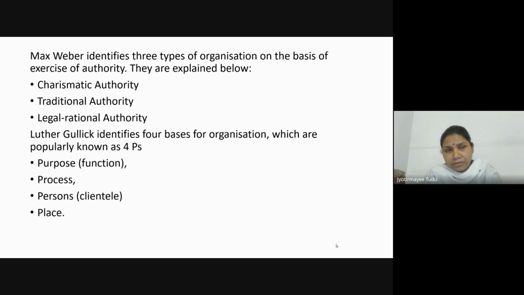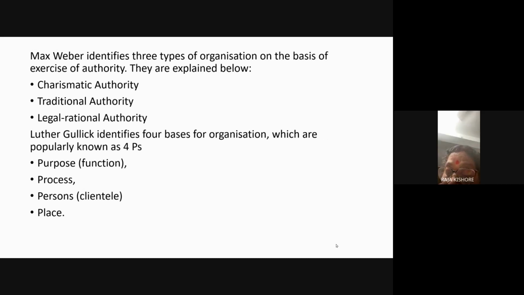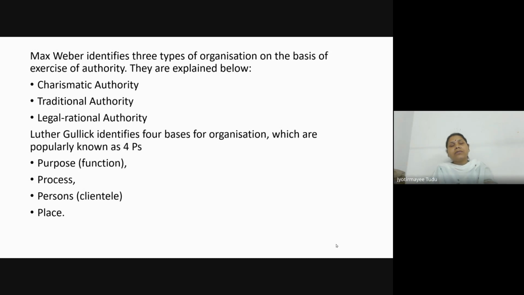which is essentially not a mass phenomenon. So in an organization driven by charismatic authority, the members or the people who are part of that organization are somehow hypnotized, or you could say fascinated by the leader's charisma.